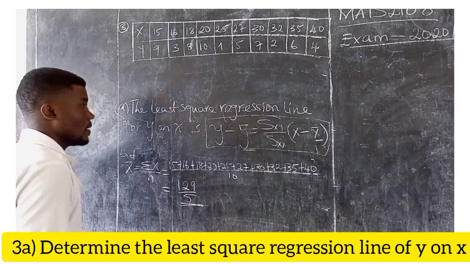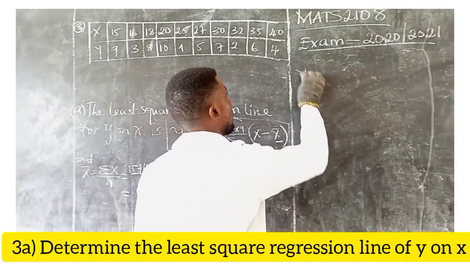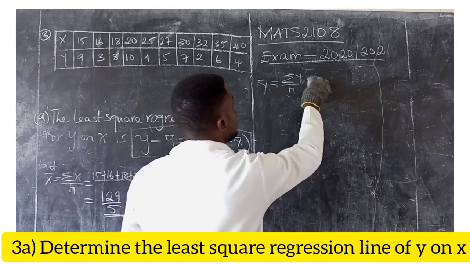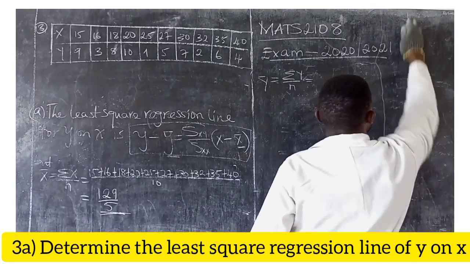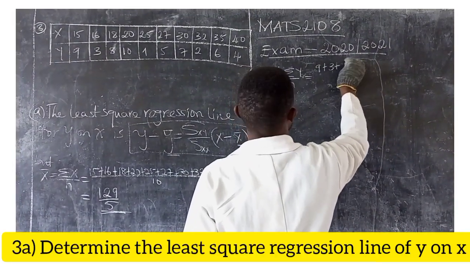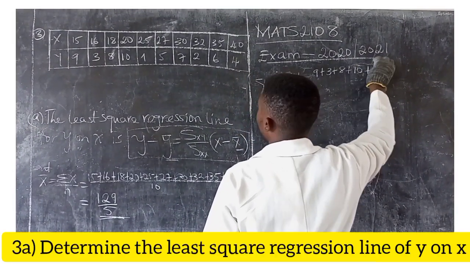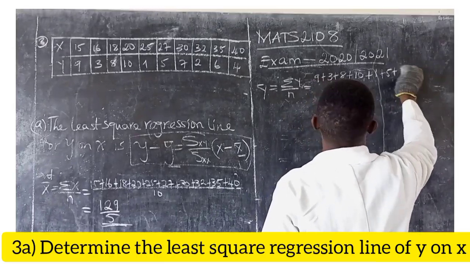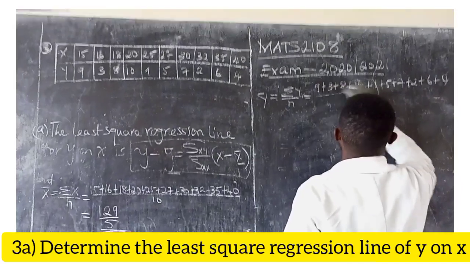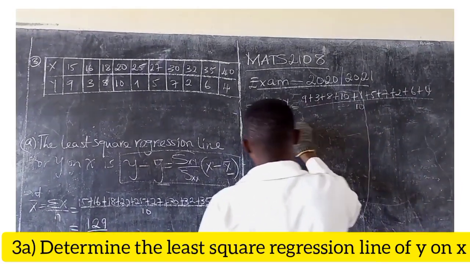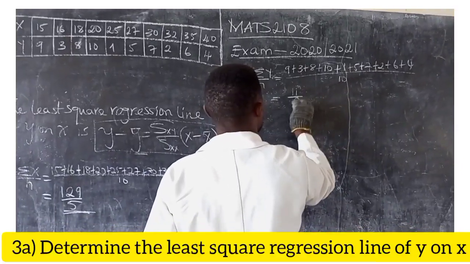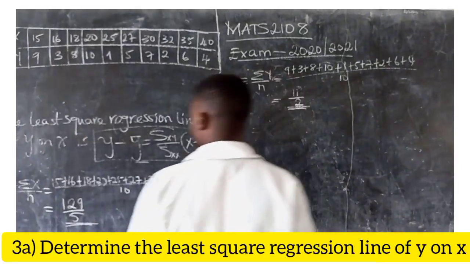Then y bar is the same thing: the sum of y divided by n. That is, we have y as 9 plus 3 plus 8 plus 10 plus 1 plus 5 plus 7 plus 2 plus 6 plus 4, divided by 10. Simplifying this one gives us 11 on 2.